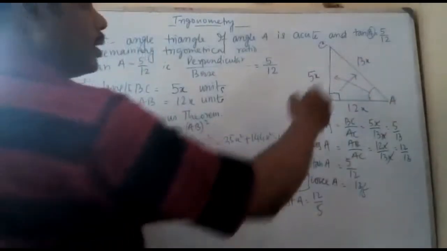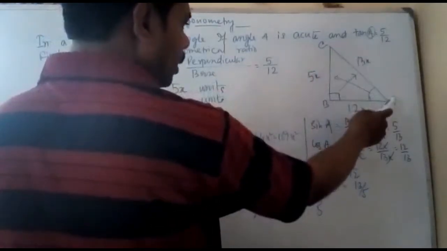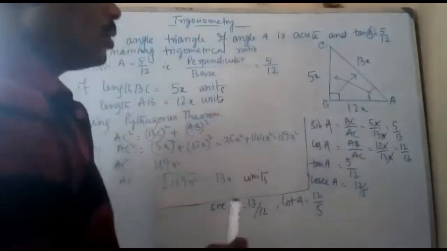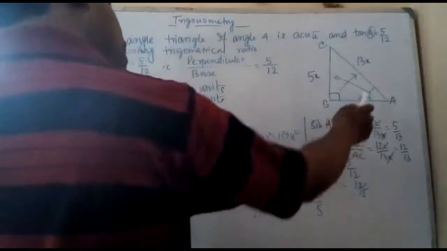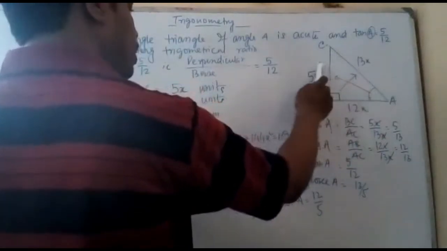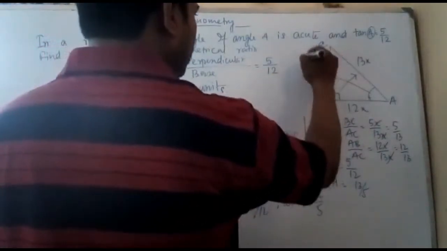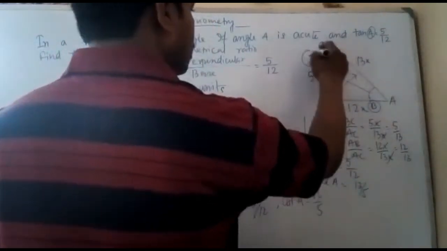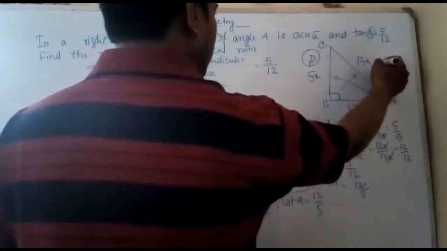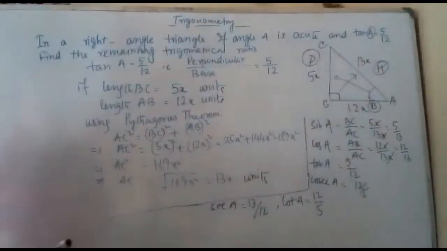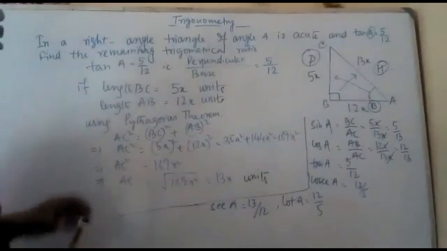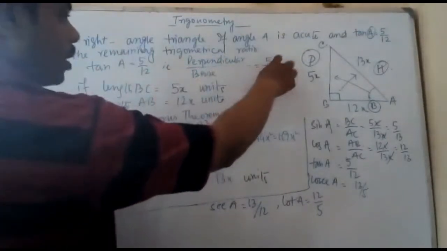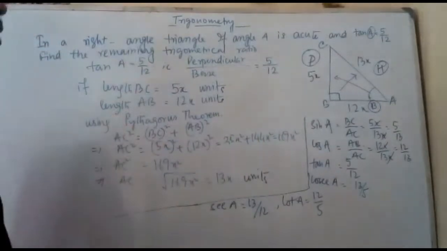Since tan A is given, we will write down here A, and this one is B and this one is C. One angle must be 90 degrees. So now angle A, opposite of angle A is perpendicular, and corresponding to this perpendicular is base, and opposite of 90 degrees is hypotenuse. Since tan theta is given, tan theta means perpendicular by base. So perpendicular is 5 and base is 12, but it is not the exact value.